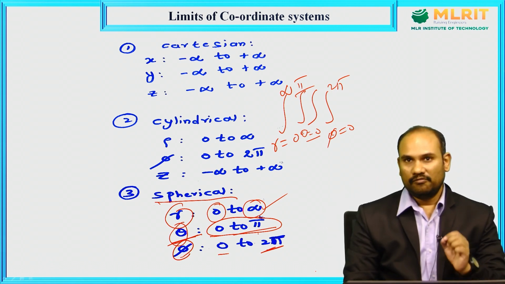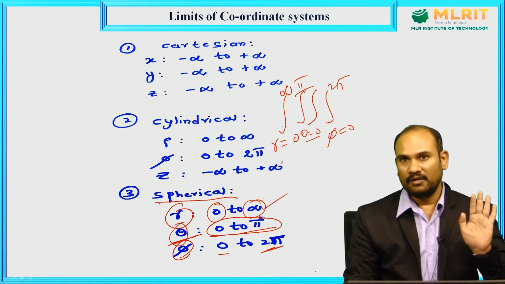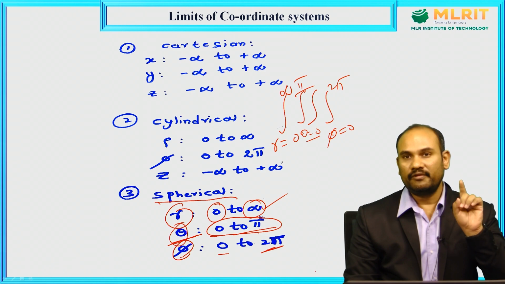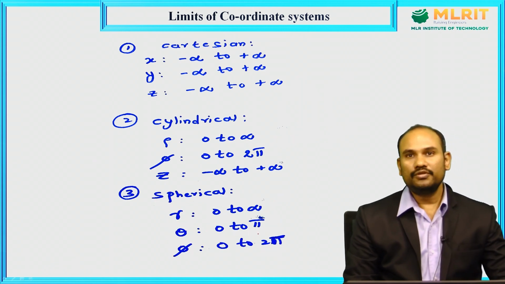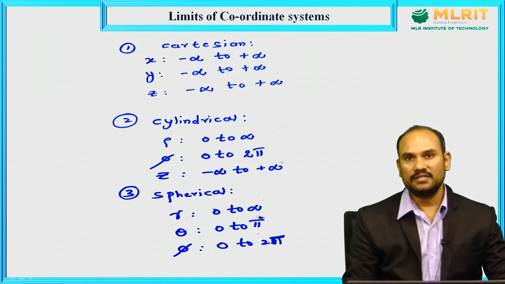While applying the integrals, you have to be very careful. When you take theta, the upper limit will be pi only. If you take phi, the upper limit will be 2 pi. Next, I will show you the pictorial representation of these three coordinate systems which are applicable for the study of electromagnetic theory.